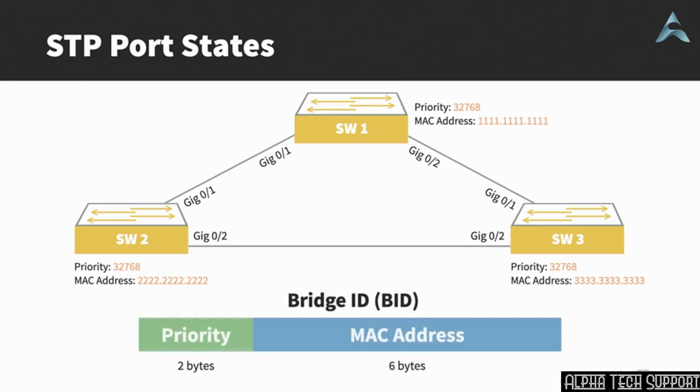The bridge ID is made up of 2 parts, a priority and the MAC address of the switch. The priority defaults to 32,768, and that's going to be the default for all the switches we see here, meaning that the tiebreaker is going to be the MAC address. Who has the lowest MAC address in this topology? It's SW1 with the all ones MAC address.